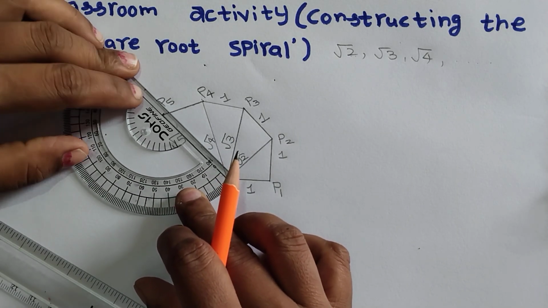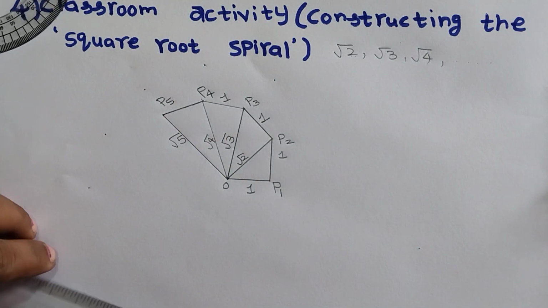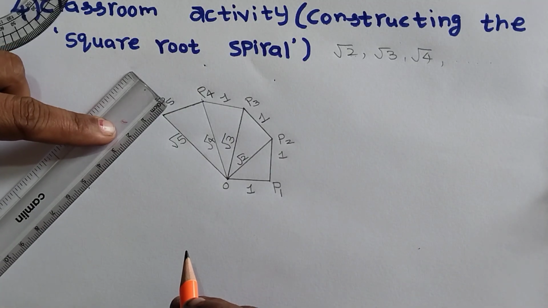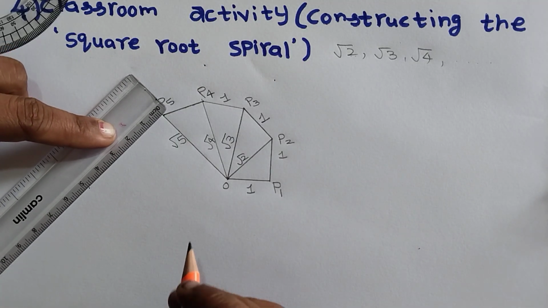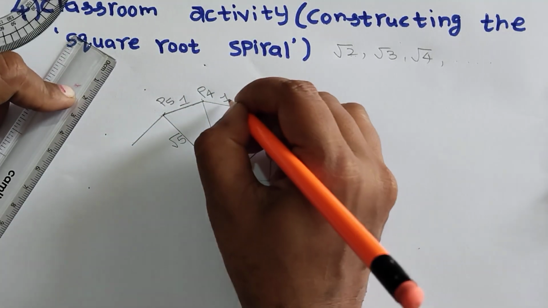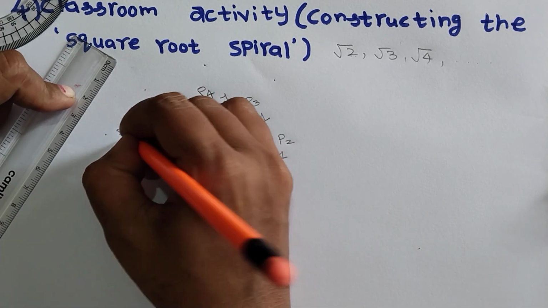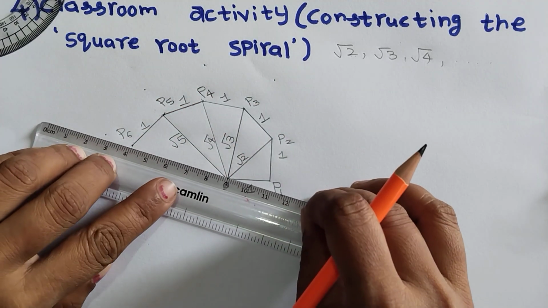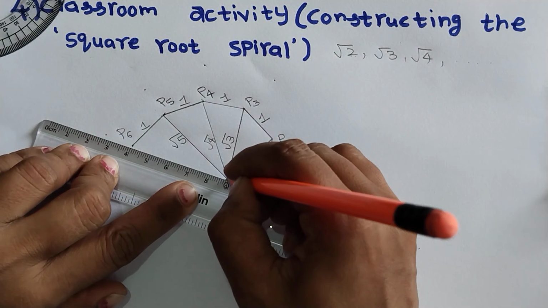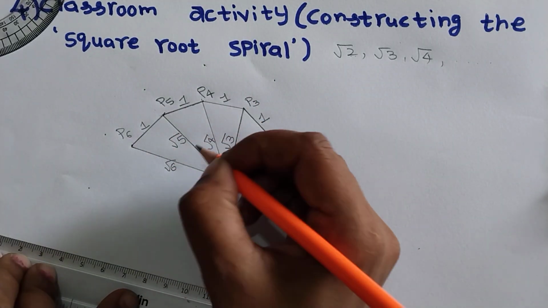Again from the point P5, take a 90 degrees line, a perpendicular. On this perpendicular, extend the line till 1 unit. All these are 1 unit. It is also 1. Now mark this point as P6. Join OP6. It is our root 6.